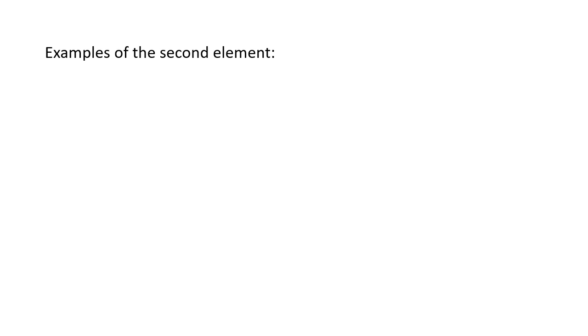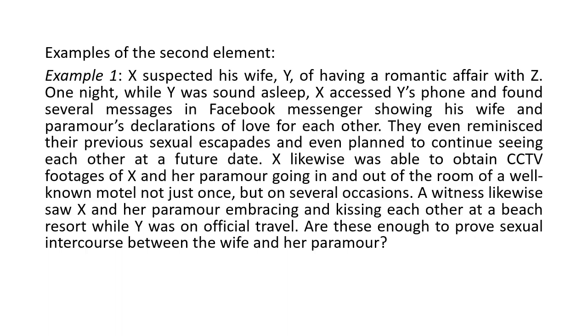Let me give you some examples of the second element. Example number 1. X suspected his wife Y of having a romantic affair with Z. One night, while Y was sound asleep, X accessed Y's phone and found several messages in Facebook Messenger showing his wife and her paramour's declarations of love for each other. They even reminisced their previous sexual escapades and even planned to continue seeing each other at a future date.